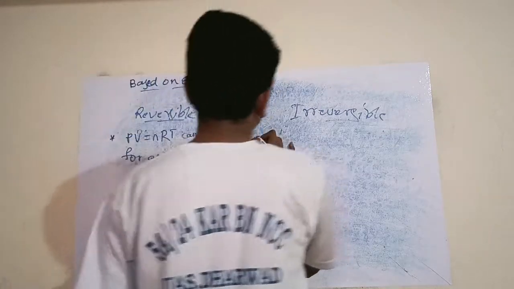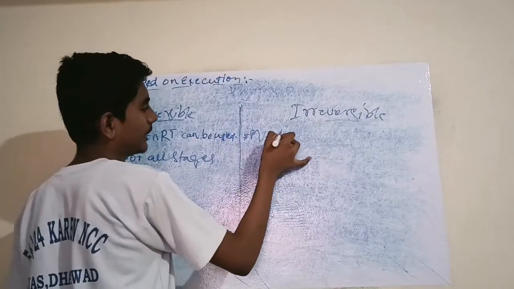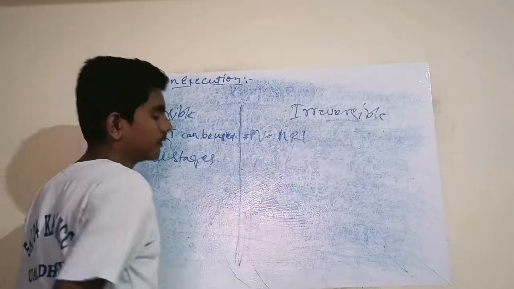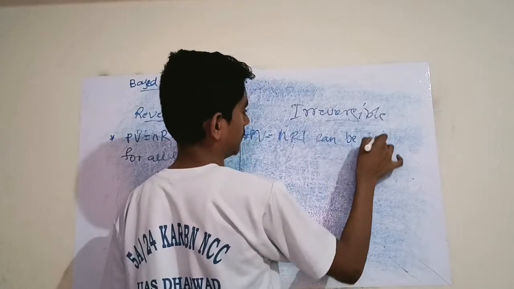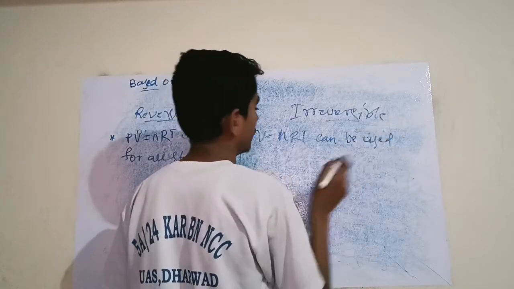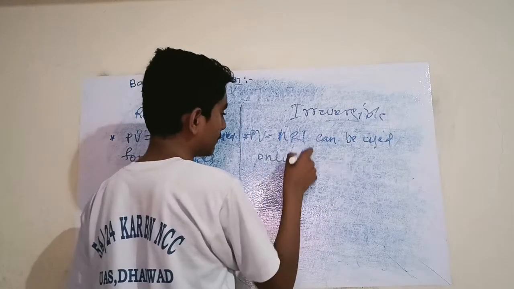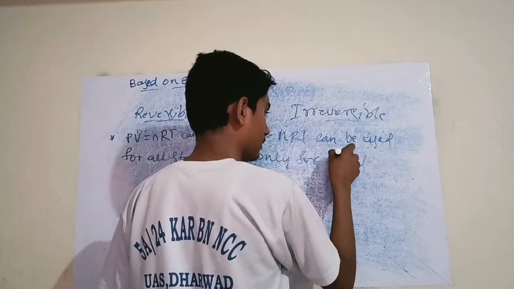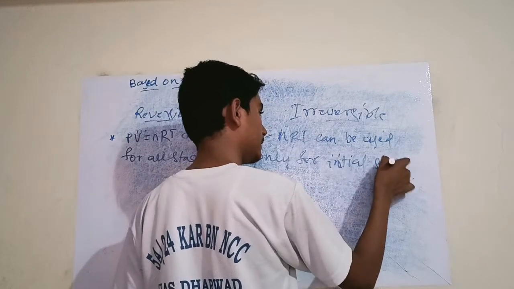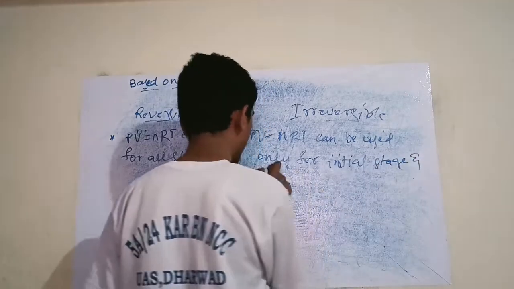But in an irreversible process, this ideal gas equation for an ideal gas, PV = nRT, can be used only for the initial state and final state.